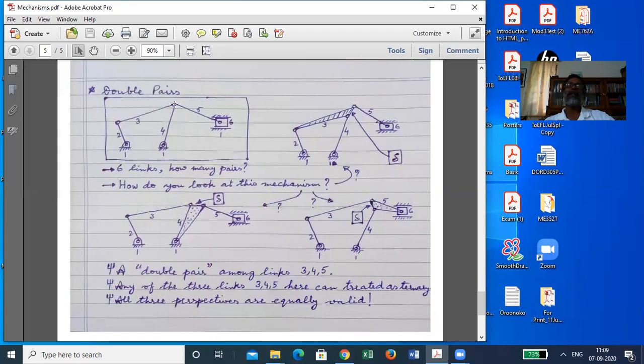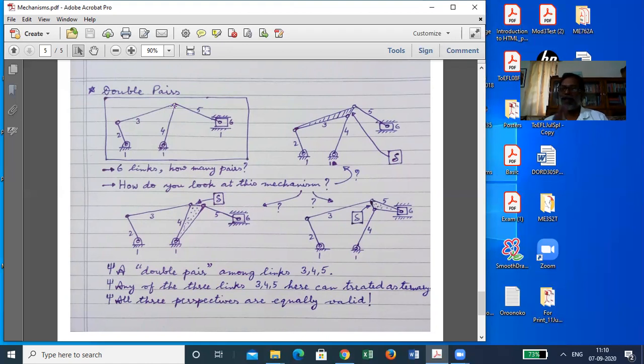Is it a pair among links 3, 4, 5? It is meaningless talk, because that cannot be a pair. A pair is a collection of 2, a meeting of 2. So it is not a pair. So what is it?